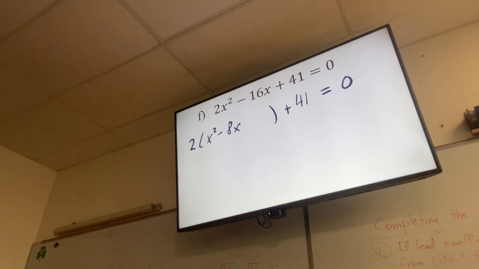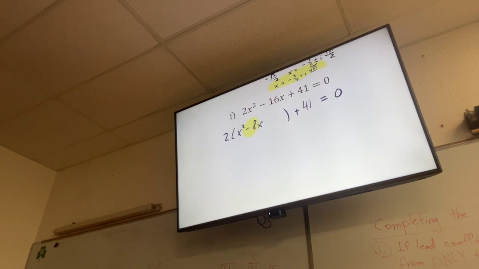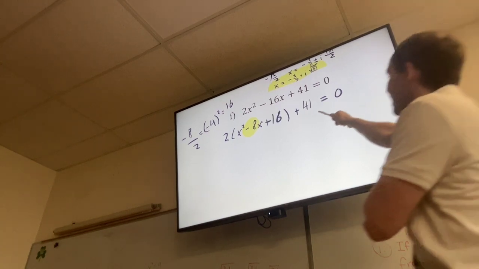Okay. So I just pulled out the lead coefficient from just those first 2 terms. Step 2 starts like normal. It doesn't finish like normal. So what I'm going to do is I'm going to highlight this number next to x like I've been doing. What do I do with that number? Take negative 8, divide it by 2. That gives me negative 4. And then I'm going to square that result. So I have 16. So on the left side, I'm going to add 16 inside. Make sure you add it inside the parentheses.